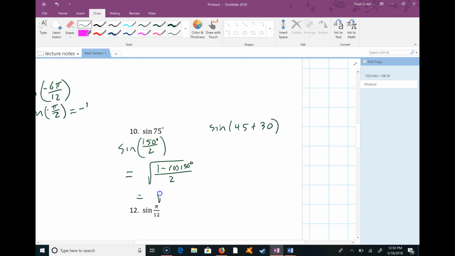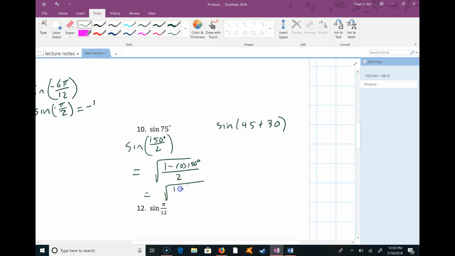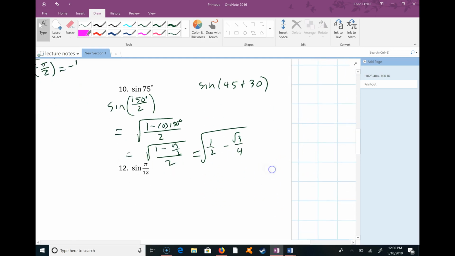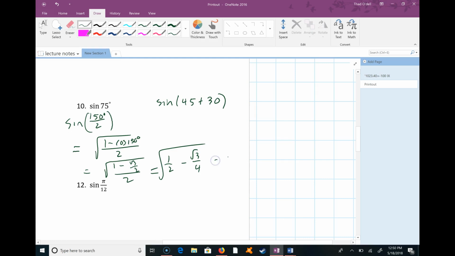So that's going to be equal to the square root of 1 minus, and cosine of 150 would be radical 3 over 2, wouldn't it? The whole thing's over 2. If I multiply top and bottom by 1/2, I get 1/2 minus radical 3 over 4 with the square root over the whole thing. And of course, that's going to be equal to, if I multiply top and bottom of that by 2, the square root of 2 minus radical 3 over 4. But of course, the square root of 4 is 2, so this is actually equal to the square root of 2 minus radical 3 all over 2.